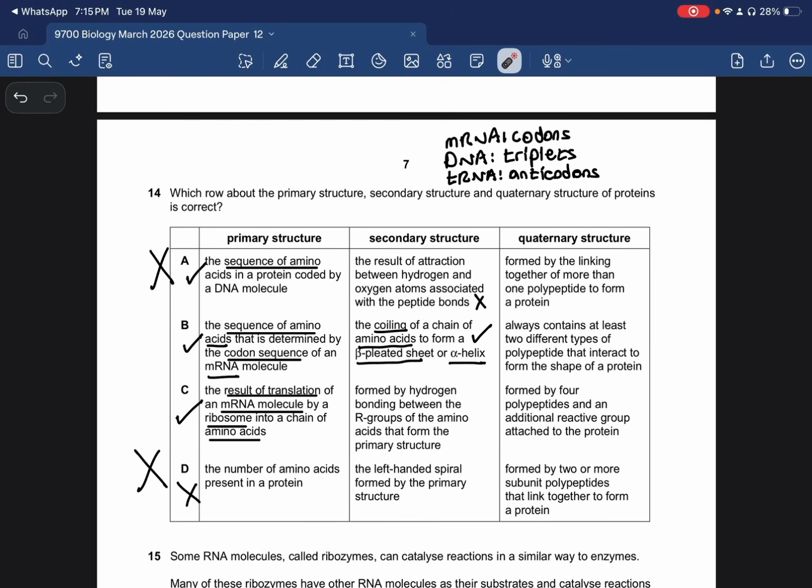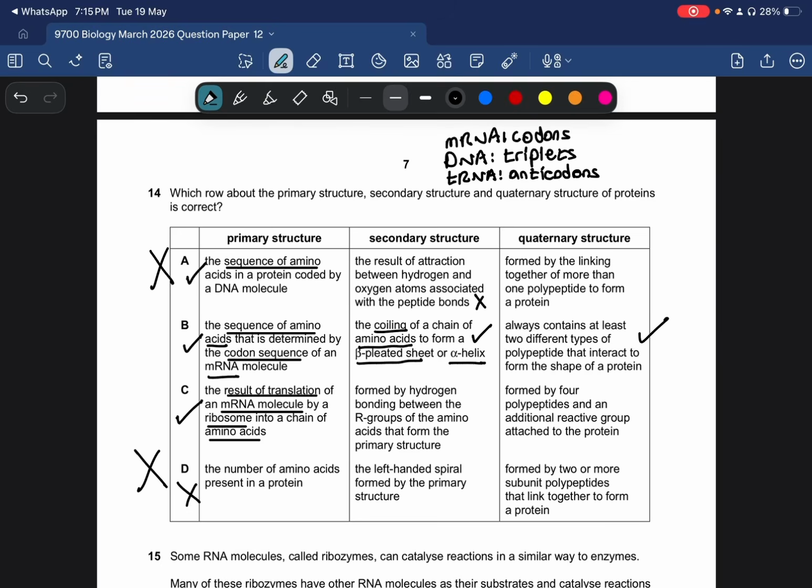This is correct. And always contains at least two different types of polypeptides. Yes, correct. That interact to form a shape of a protein. Exactly. Now, why is part C wrong though? Because it is formed by four polypeptides and an additional reactive group. It's not necessary that it needs to be four polypeptides.